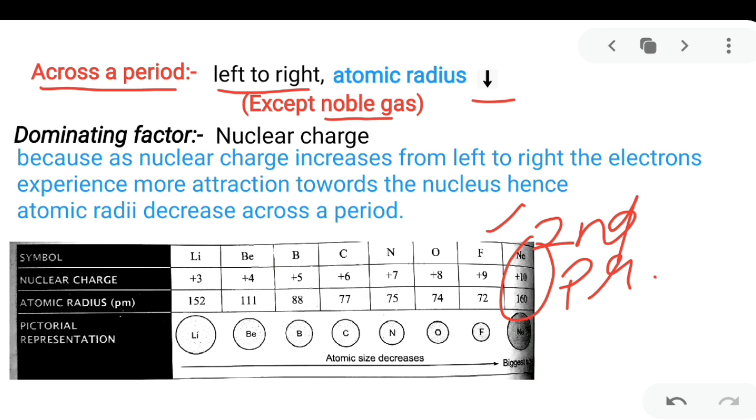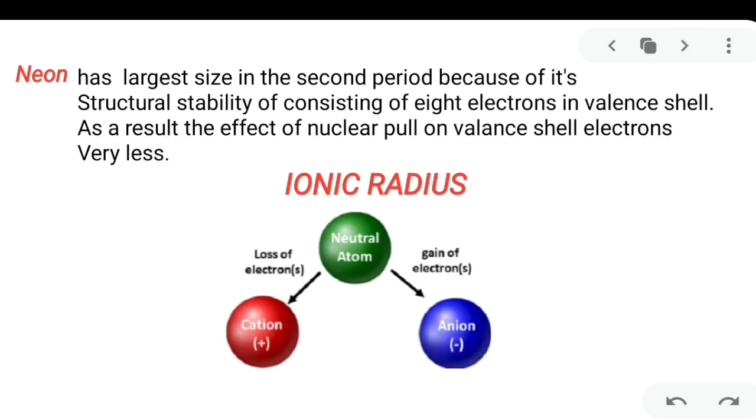But there is an exception of the neon. Neon has the largest size in the second period because of its structural stability. It consists of 8 electrons in its outermost shell. And neon cannot form bond with other neon atoms. So here, instead of calculating the covalent radius, we will calculate the van der Waals radius. The van der Waals radius is always greater than the covalent radius. That's why neon has the largest size in the second period.